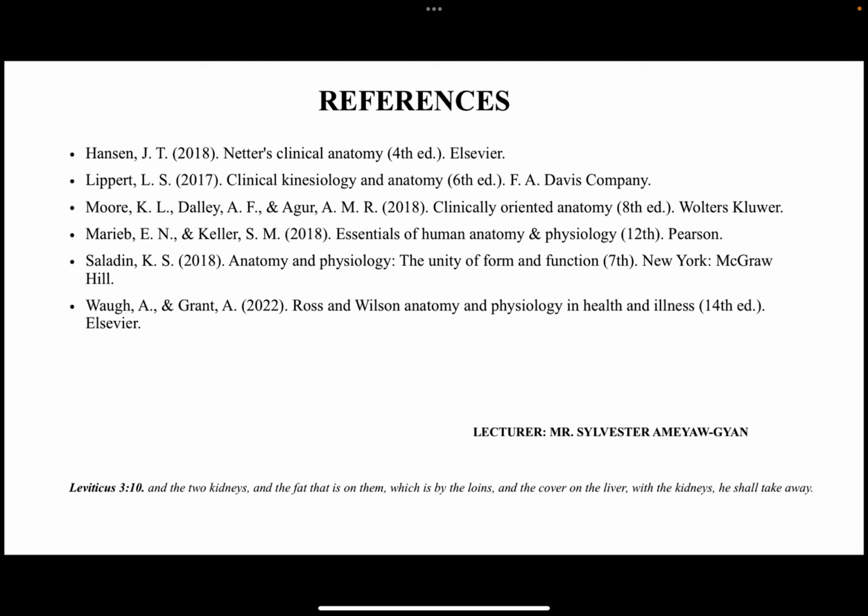In Leviticus chapter 3 verse 10, it is stated there that the two kidneys and the fats that are on them, which is by the loins, and the cover on the liver with the kidneys he shall take away. All right, so this brings us to the end of the urinary system anatomy.